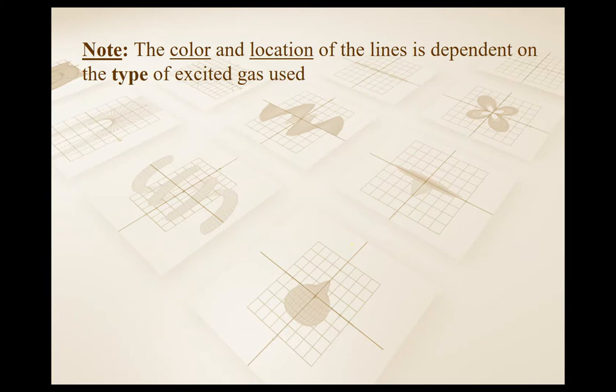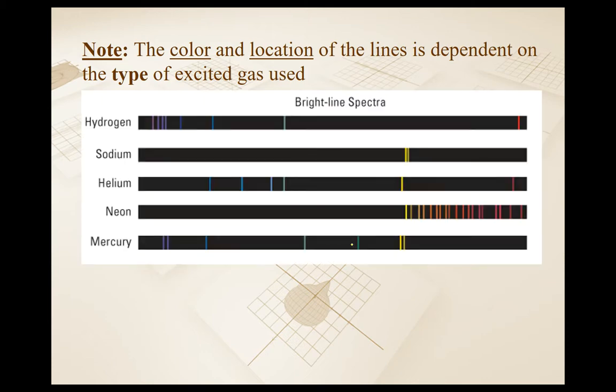Should point out though that depending on the type of gas that you use, you're going to get a different bright line spectra. So here's a few examples. So I showed sodium on the previous slides. I believe sodium, if you excite sodium gas to direct it through a prism, you just get a couple of very distinct red lines.